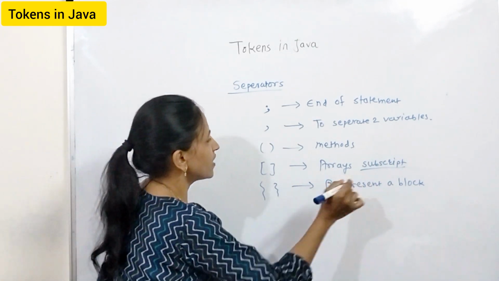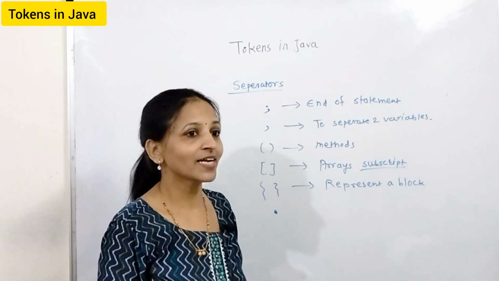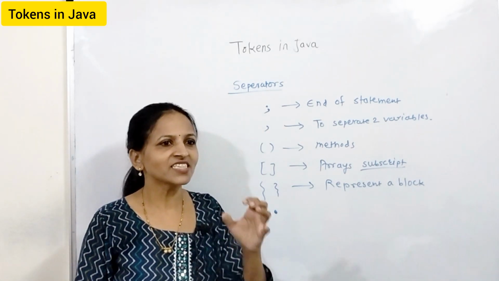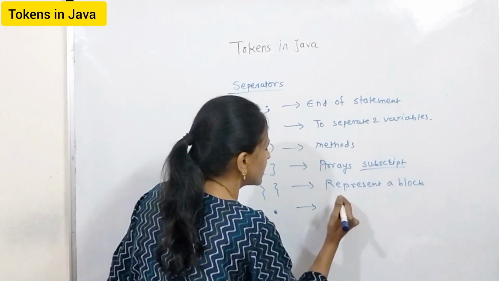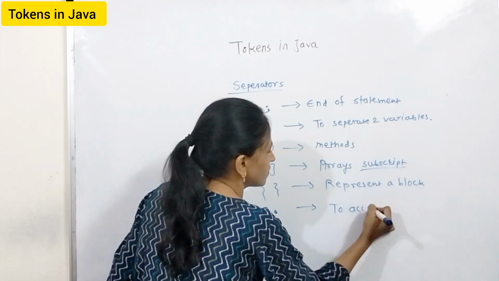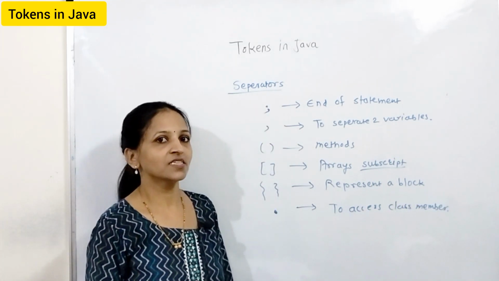Okay, next one, dot. If you want to access a member of a class, then normally we use the dot operator. Access class member. These are separators in Java.